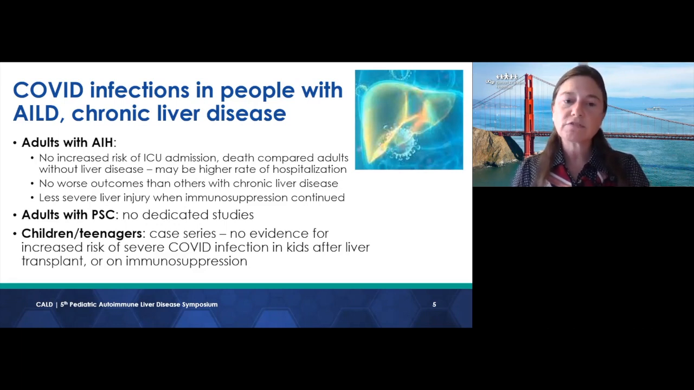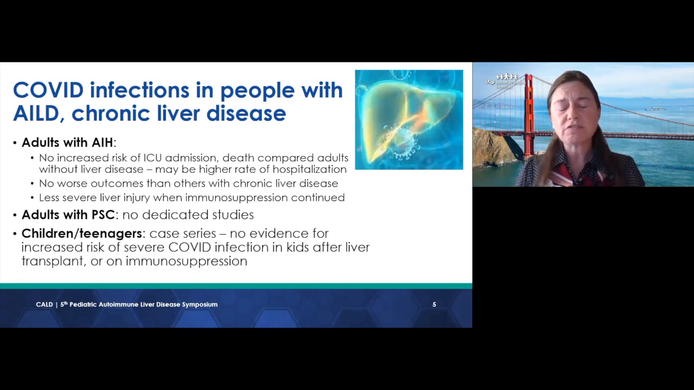In adults with PSC, unfortunately, there's not really dedicated studies to look at this. The primary sclerosing cholangitis patients in the adult series are really combined with the other chronic liver disease patients. And what we know about adults with chronic liver disease in general with COVID infections is that they're not necessarily likely to get sicker than other adults, except for those patients that really have end-stage liver disease or cirrhosis, and then they're at risk of more decompensation from their liver disease than more severe COVID infection per se.